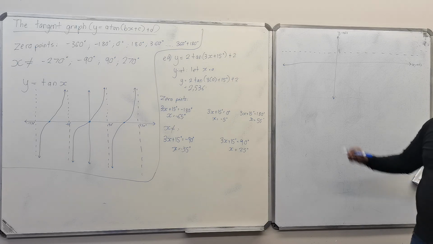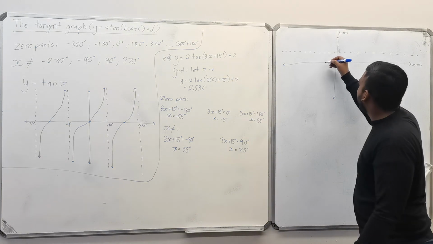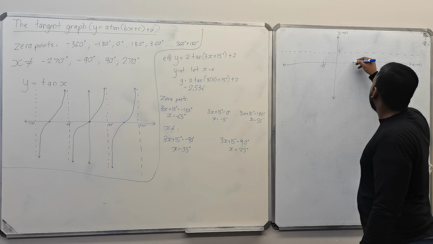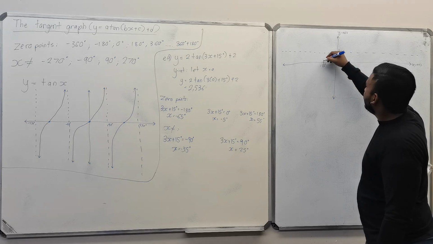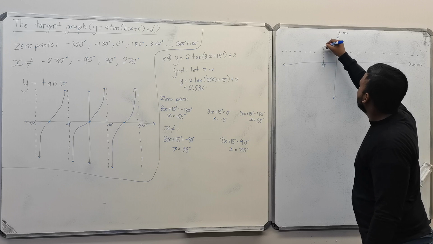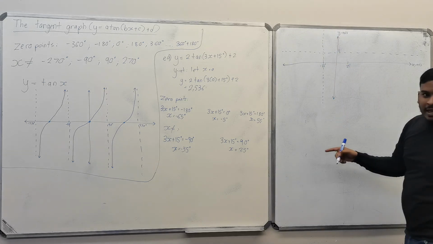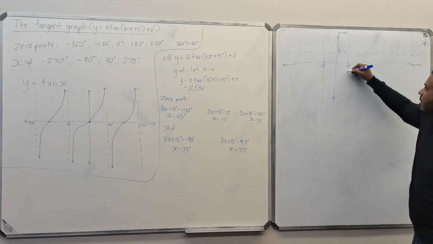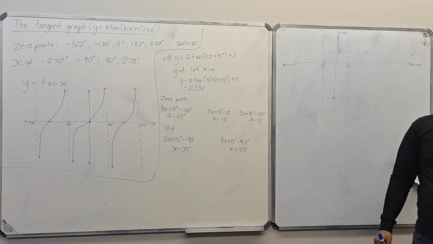So let's put our points where it's not equal to a value. It's going to be at negative 35 and 25. So that means your tan graph should never touch that line. Your tan graph should also never touch that line. Right? Understand? You all with me?